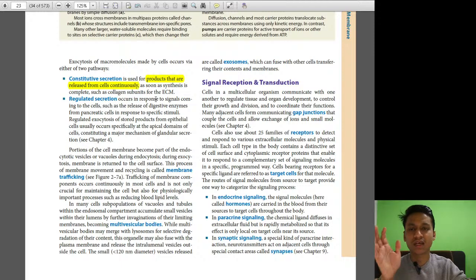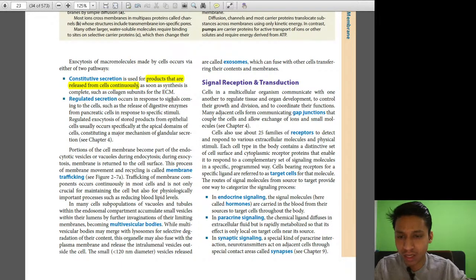Regulatory secretion occurs in response to signals coming to the cell, such as the release of digestive enzymes from the pancreatic cells in response to specific stimuli. Regulated exocytosis of stored products from epithelial cells usually occurs specifically at the apical domain of the cell, constituting a major mechanism of glandular secretion.